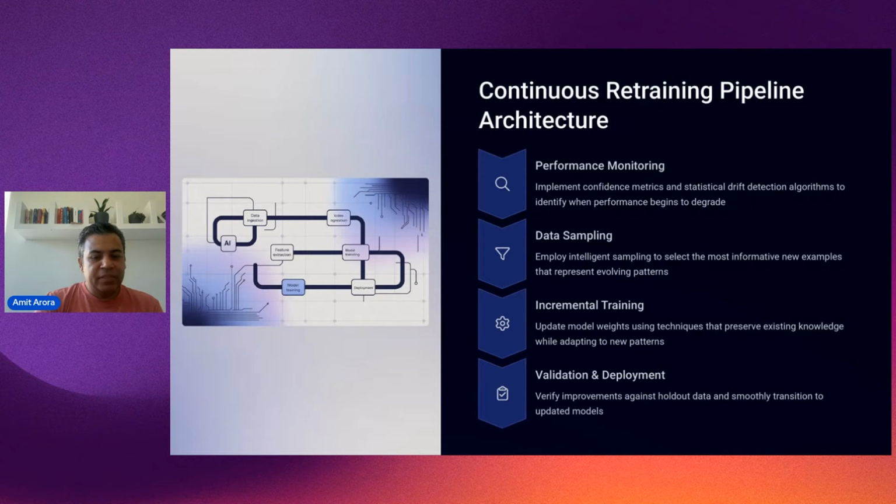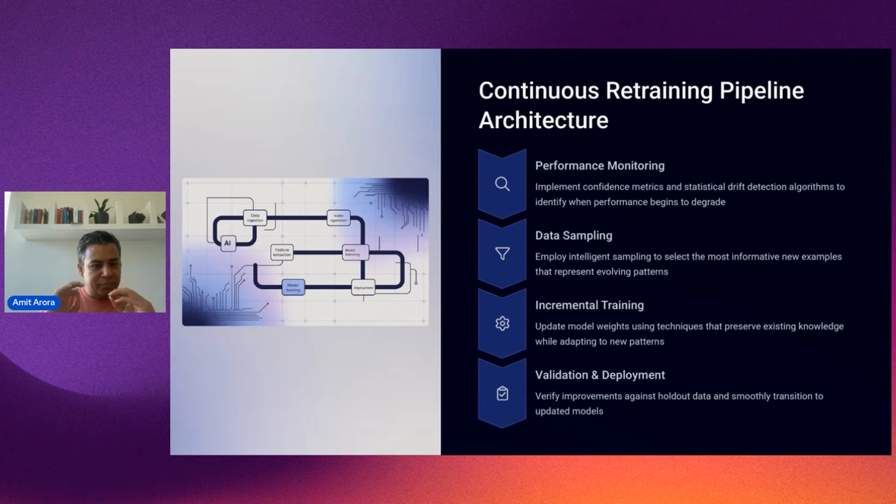I think first is continuously monitor model performance. That's the first thing. If we don't measure it, we won't know it, right? So the first step is, are you measuring the performance of the model? A lot of times the model is deployed, we started with 95% accuracy, but after that we have no idea what the accuracy of the model is.